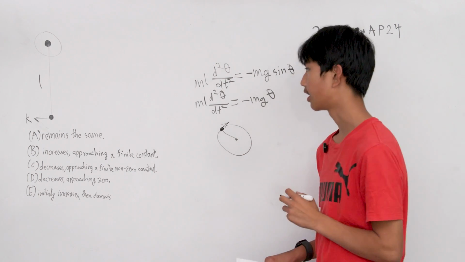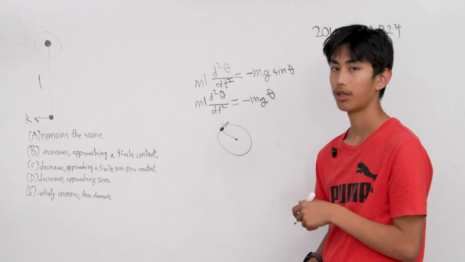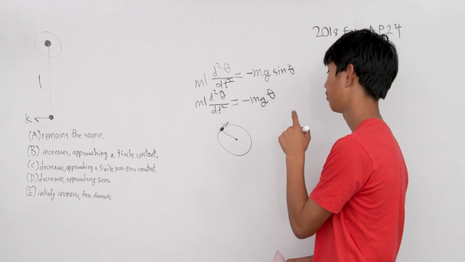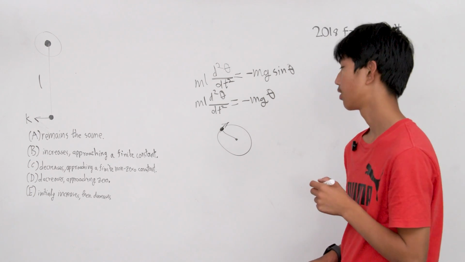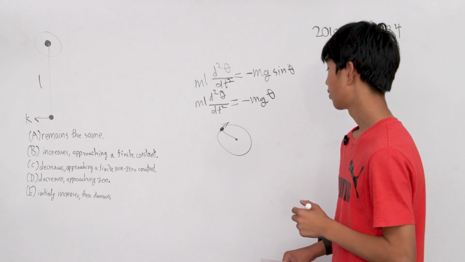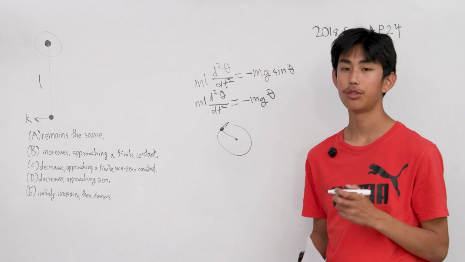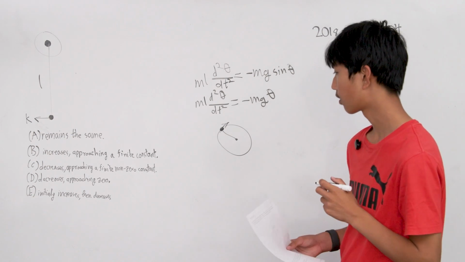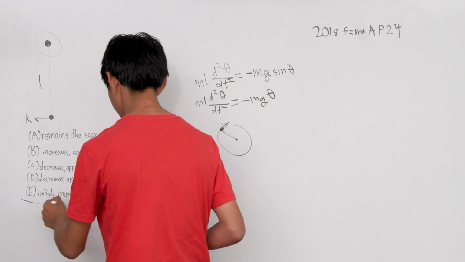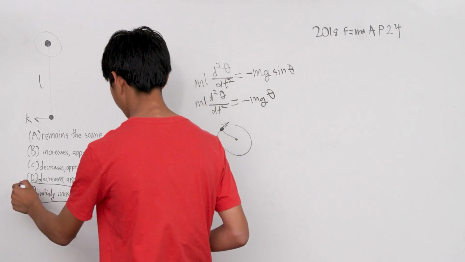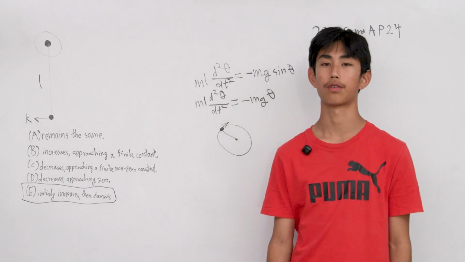the period would then decrease because at all points where you speed it up with more kinetic energy, the loop would only get shorter. It would only take less time to complete a loop. So therefore, our answer would be it initially increases and then decreases, or answer choice E, and that is our answer for this problem.